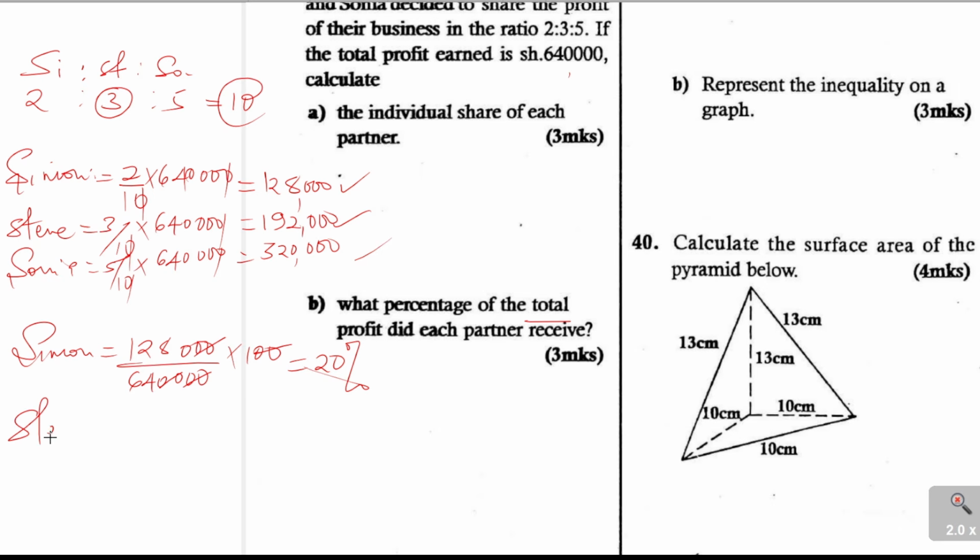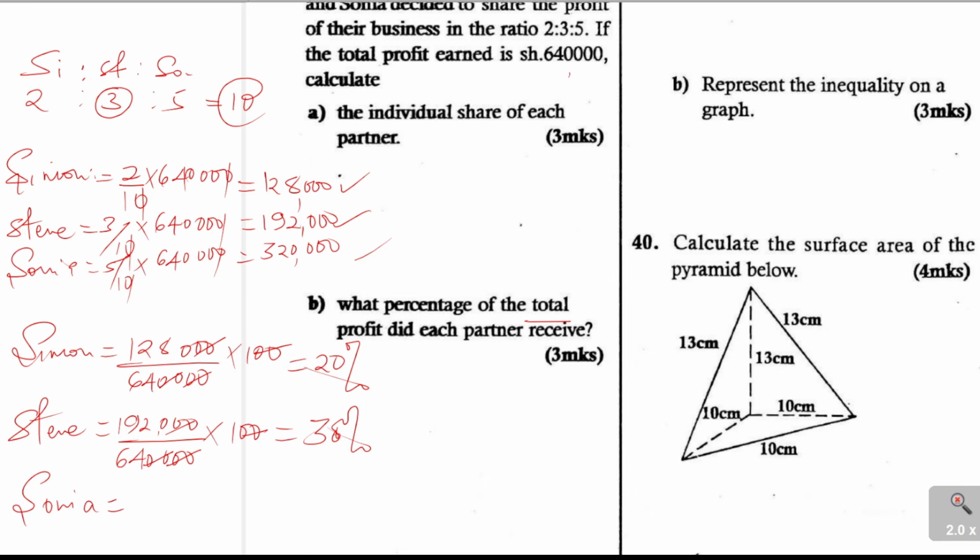Then for Steve, we have 192,000. That was the profit over the total 640,000 multiplied by 100. So those two zeros cancel those two zeros. Then you have other zeros there. So 1920 divided by 64. So that one gives 30%. Then we go to the last one, Sonia.